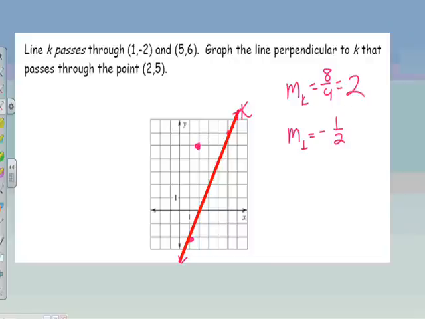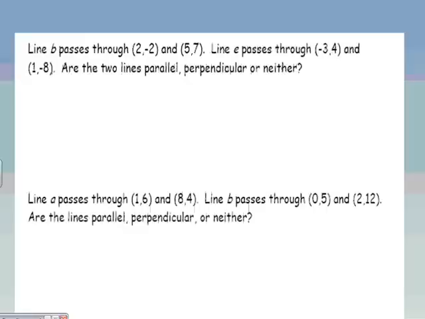So from my point here, I can go down 1, right 2, down 1, right 2, and that will help me draw my perpendicular line. So there you go. It doesn't ask us to write an equation, so we're not going to do anything that we don't have to do. We're just going to graph. And that's what we did. Through this point, perpendicular, and we know it's perpendicular because it has opposite reciprocal slope.